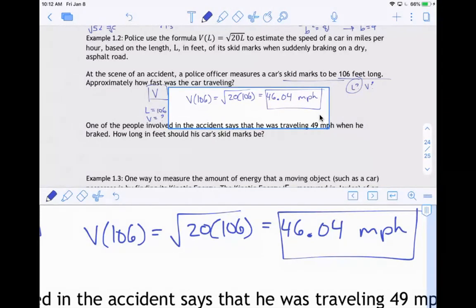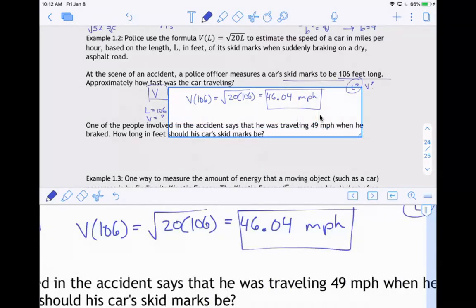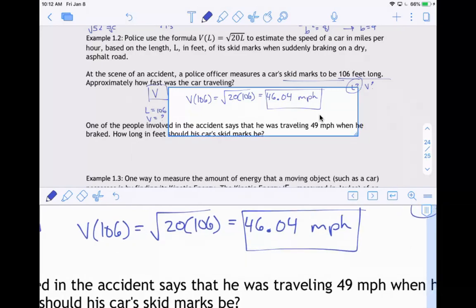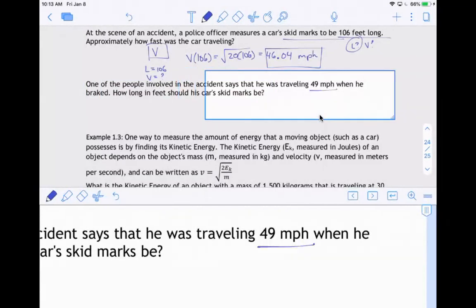One of the people involved in this accident says that he was traveling 49 miles an hour when he braked. If this was true, how long in feet should his car's skid mark be? So this guy is trying to say, maybe the speed limit was something weird and it was like 48 miles per hour, right? And he was involved in the accident, and they say he was going too fast. You're going 49. How can we help this guy? So we got 49 miles per hour. Which one was that? Is that a velocity V or a length L? That sounds like a velocity V to me. All right, so we're going to use velocity V.